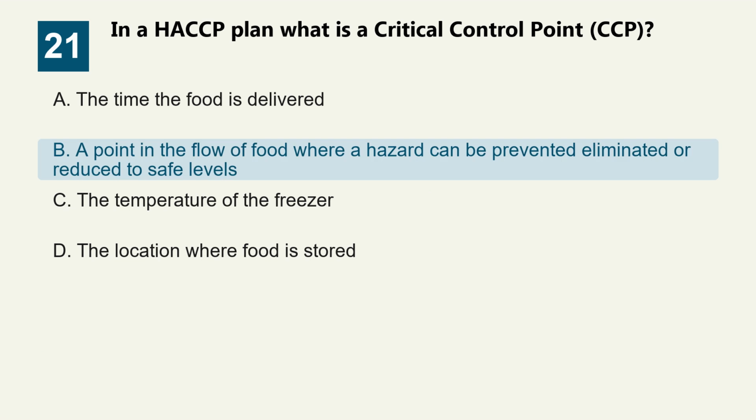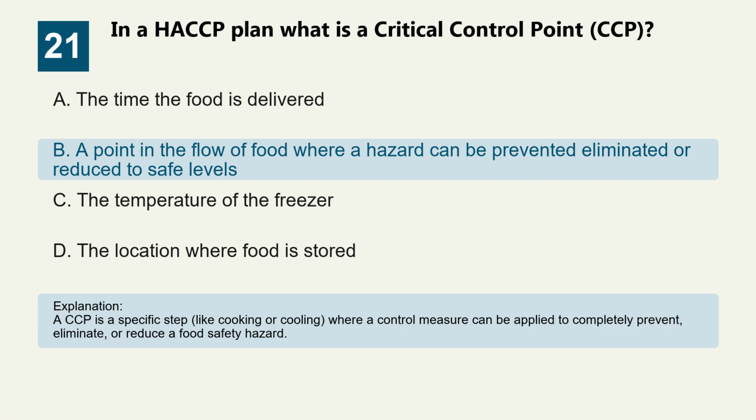The correct answer is option B. A point in the flow of food where a hazard can be prevented, eliminated, or reduced to safe levels. A CCP is a specific step, like cooking or cooling, where a control measure can be applied to completely prevent, eliminate, or reduce a food safety hazard.